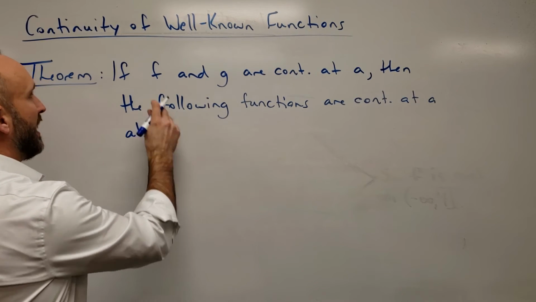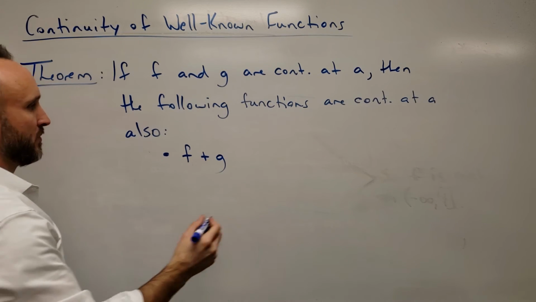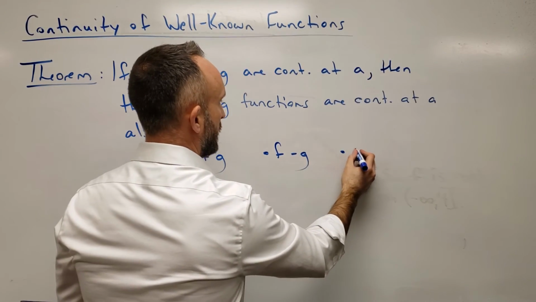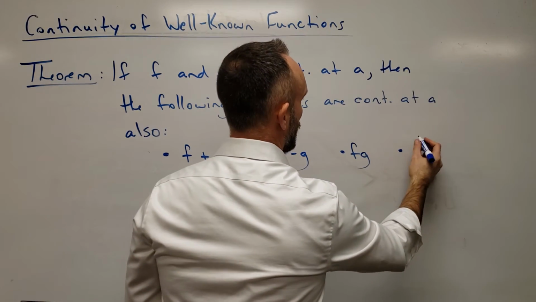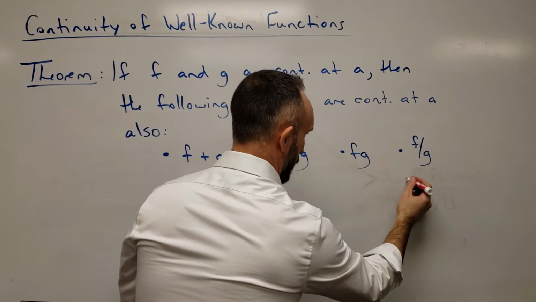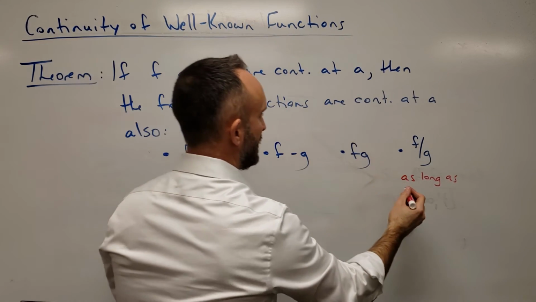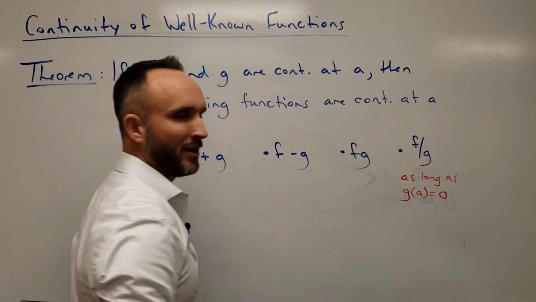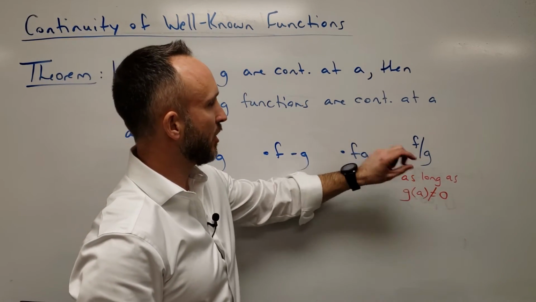So if f and g are both continuous at a, then so is the sum of those two functions. So is the difference of those two functions. So is the product of those two functions, f times g. So is the quotient of those two functions. Almost true, as long as, right, we're looking at a, so as long as that denominator g does not equal 0 when we input a. So as long as g of a does not equal 0, then f over g is also continuous at that a value.